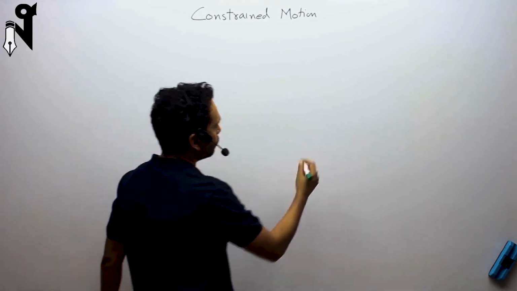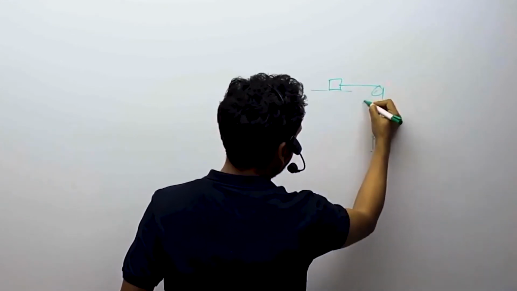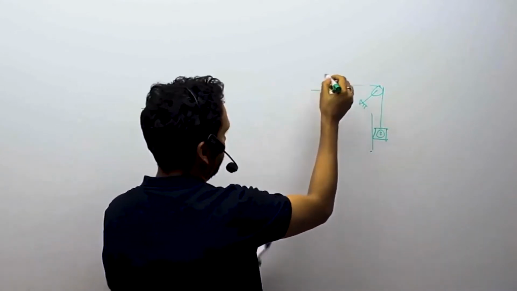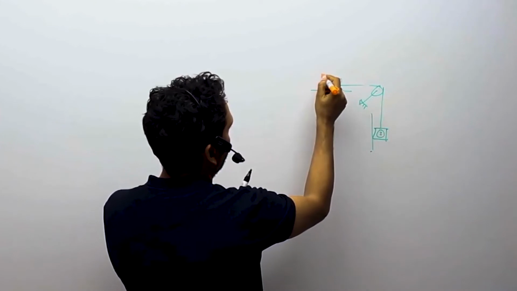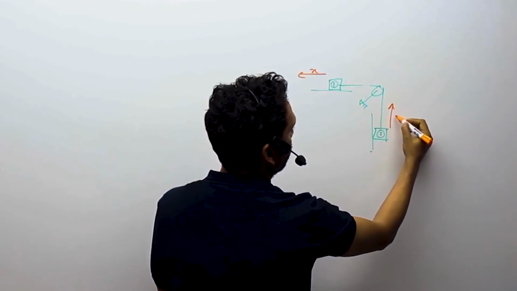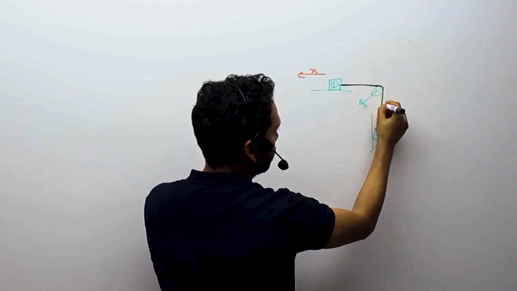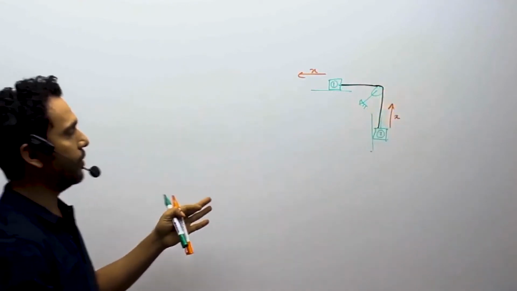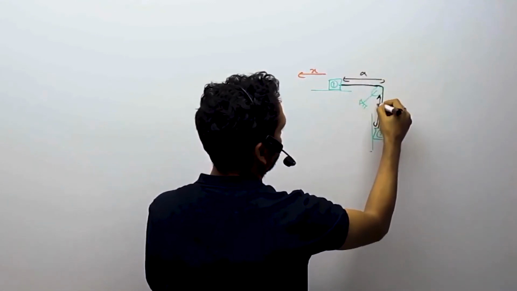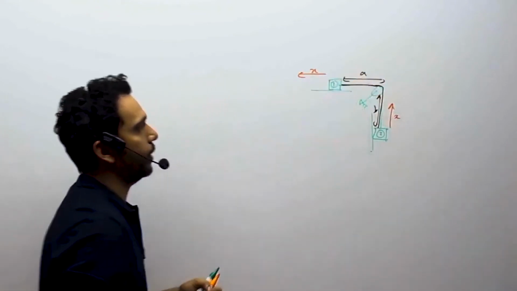In a constraint motion, one body is somehow linked to the other body. Say this body 1 is linked to body 2. If one body moves, like if I move 1 by a certain amount x this side, then this 2 is bound to move up by the same amount x if the black string doesn't extend. It maintains the same length. Whatever the length is initially, say a plus the curved side plus b, that much length remains the same. So if it moves x this side, then this body has to go up by x.